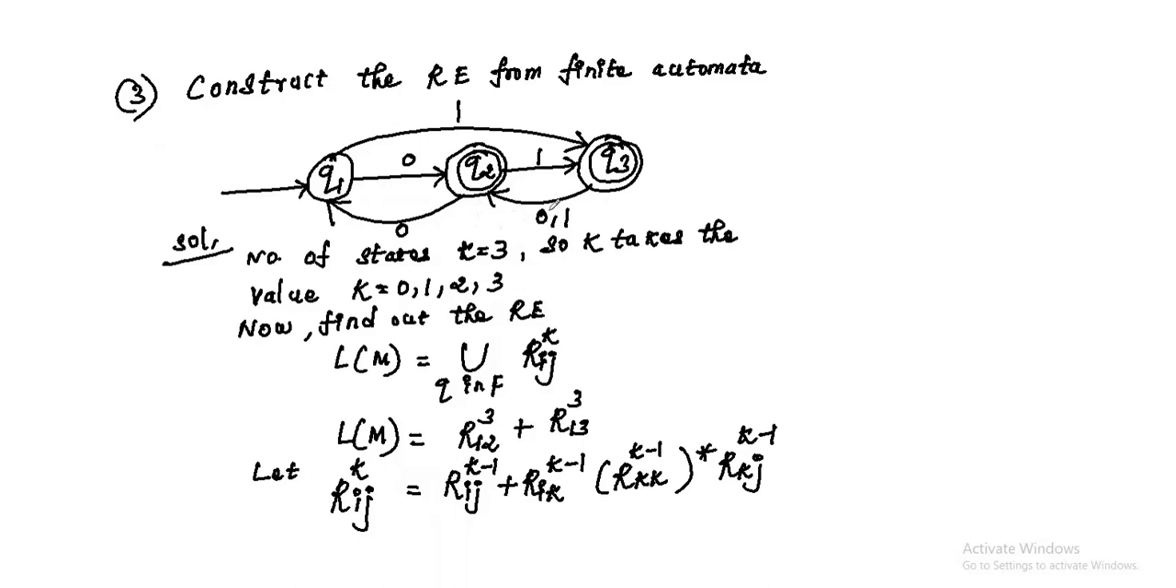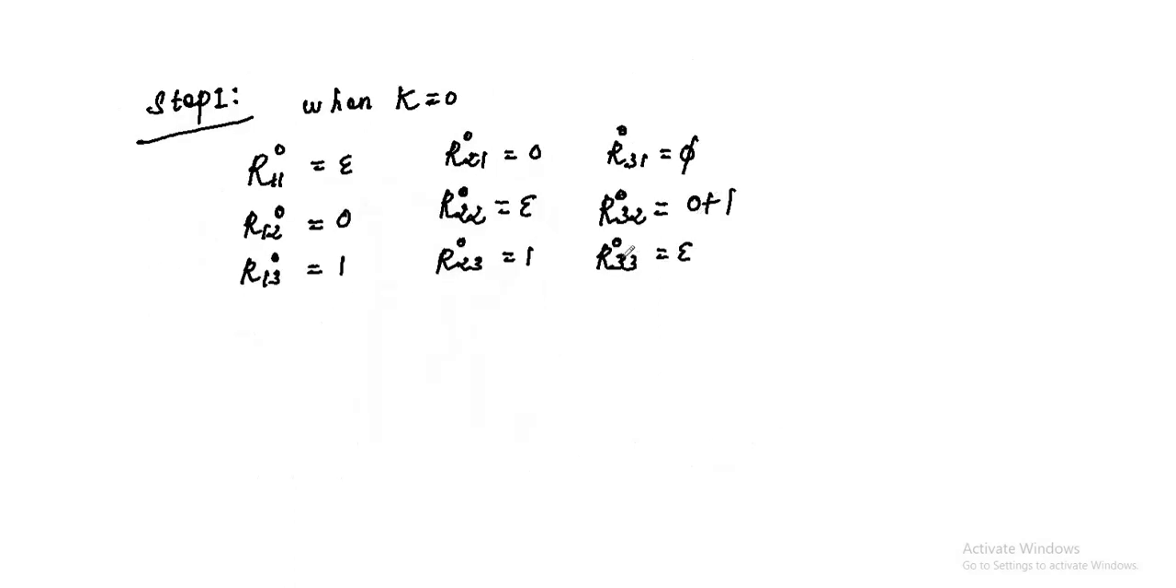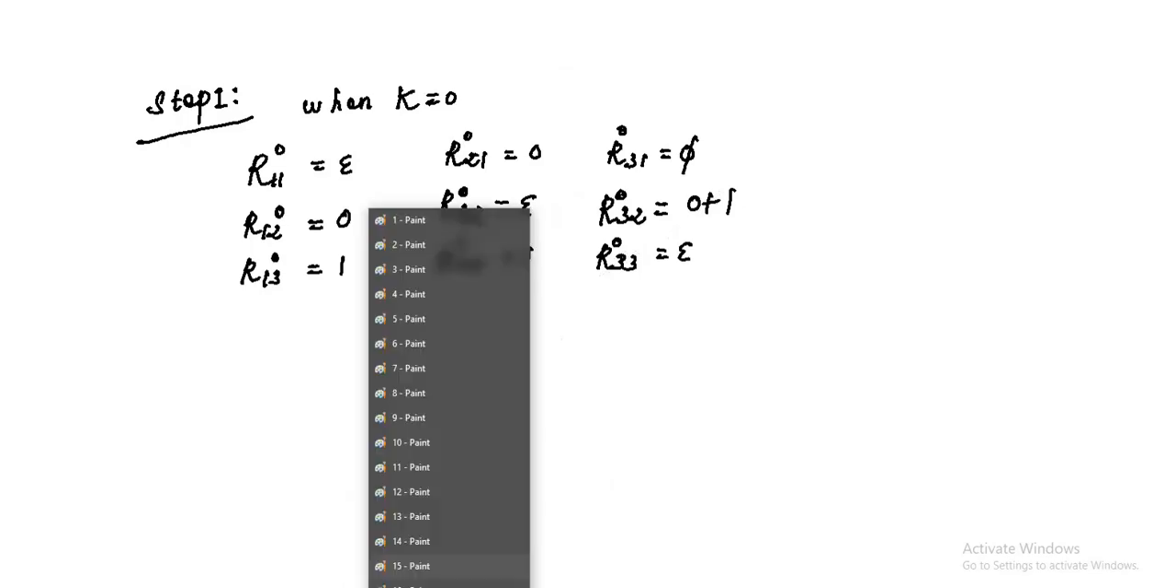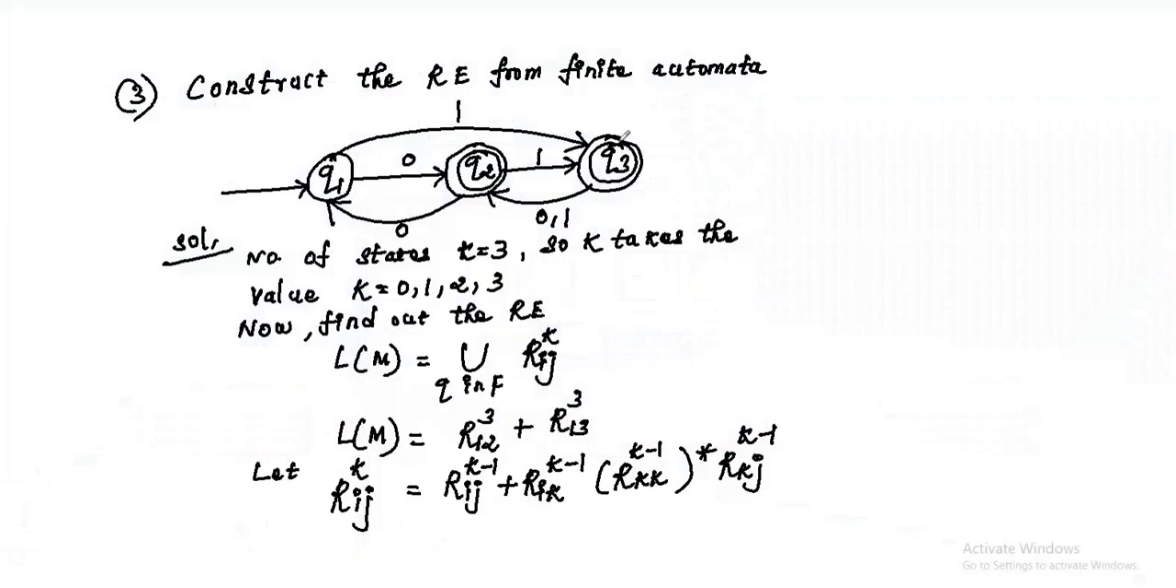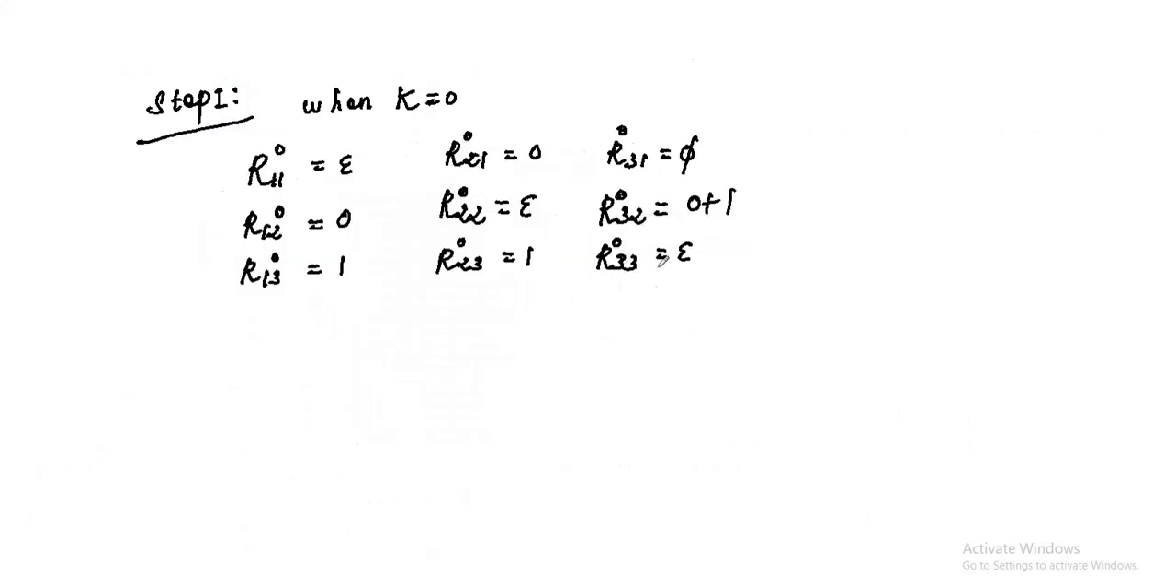0 1, so how do we write the regular expression? 0 plus 1. Next R33, look at the transition diagram. In this transition diagram there is no self loop, but we need to include epsilon as per the basic rules. R33 raised to the power 0 is epsilon.